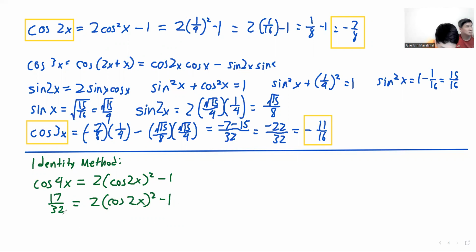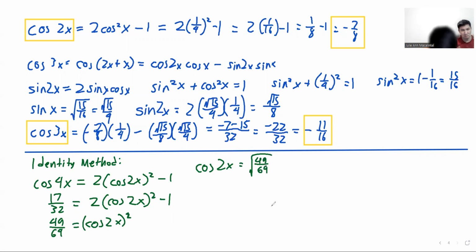We transpose the 1: 32 plus 17, that is 49 over 32 is equal to 2 cosine 2x squared. We can already transpose the 2, so 32 times 2 is 64. So 49 over 64 is equal to cosine 2x squared. How convenient, because it is squared we need to square root it, and it turns out both the numerator and the denominator are perfect squares. So cosine 2x is equal to square root of 49 over 64.